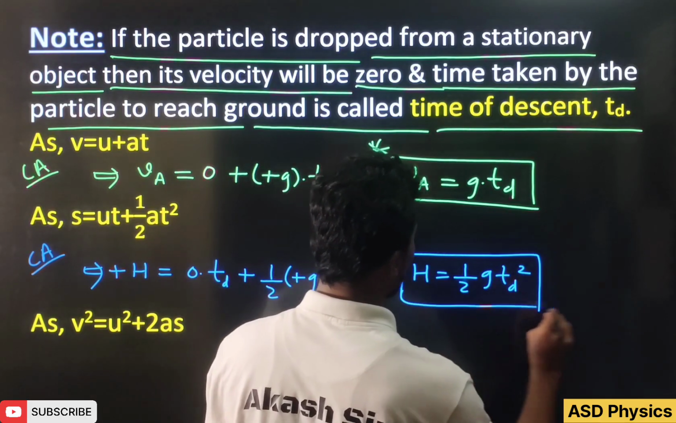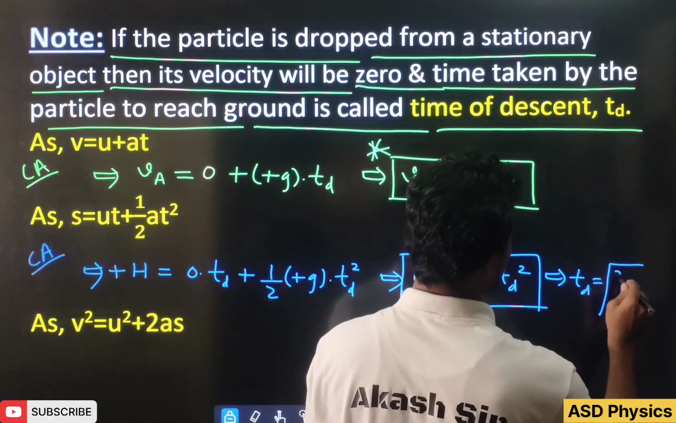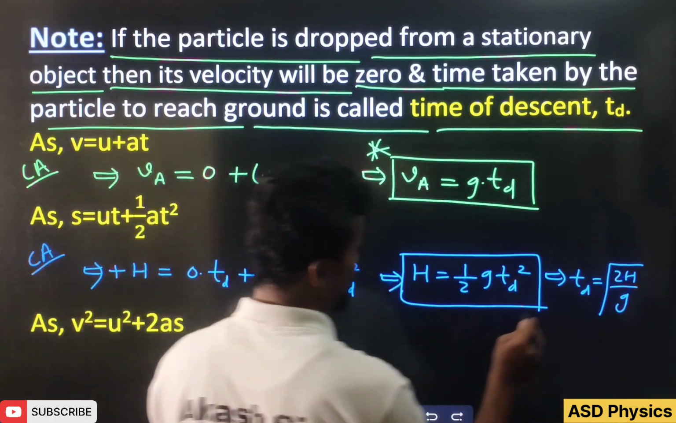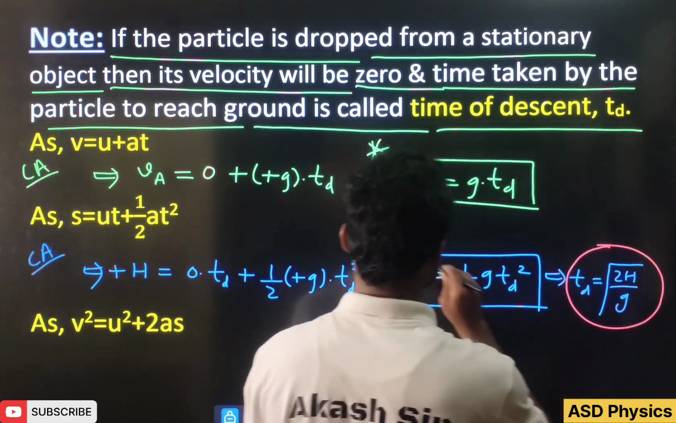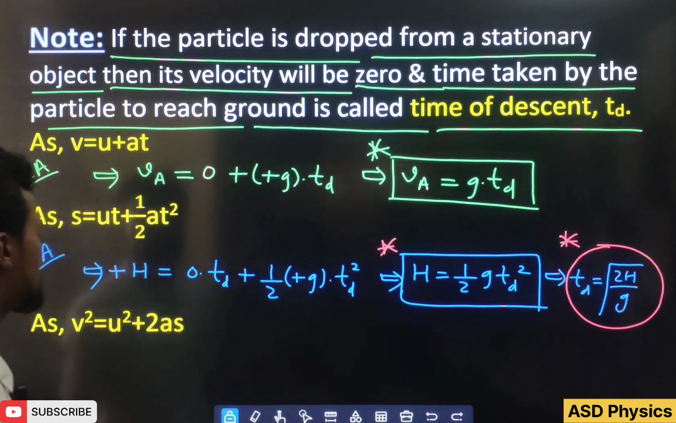This formula is very important. I can write one more formula, that is td equal to root 2h by g. This is definitely a very important formula. Both the formulas are important. Kindly remember that, that's why I'm putting the star sign.